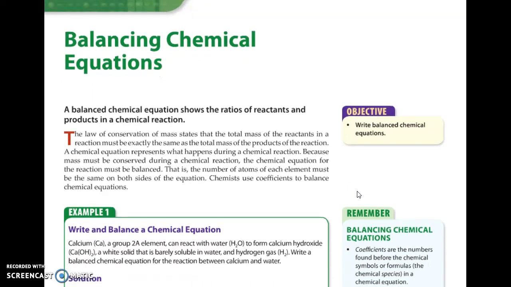All right, so we have calcium. A group 2A element can react with water to form calcium hydroxide, a white solid that is barely soluble in water, so it can barely dissolve, and H2. Write a balanced chemical equation for the reaction between calcium and water. Okay, so I'm going to have you hit the pause button. The first part is just writing out the equation. So hit the pause button and just write out the equation. Don't worry about balancing yet.